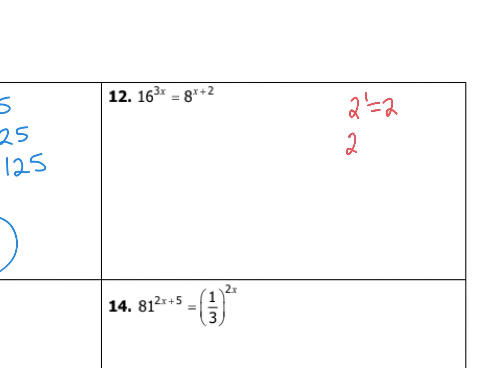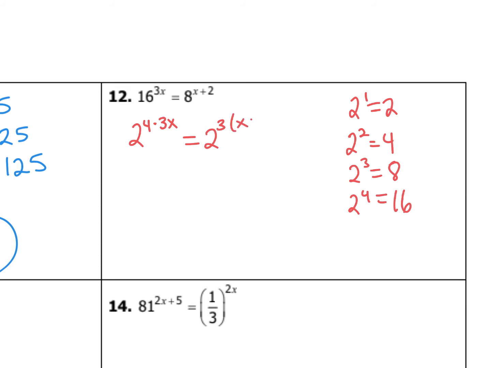2 to the first is 2. 2 squared is? 2 to the third is? 2 to the fourth is? Cool. So the left side becomes what? 2 to the 4th times 3x, and the right side, 2 to the third times x plus 2. Okay, so on the left it becomes 2 to the 12x, and the right is 2 to the 3x plus 6.